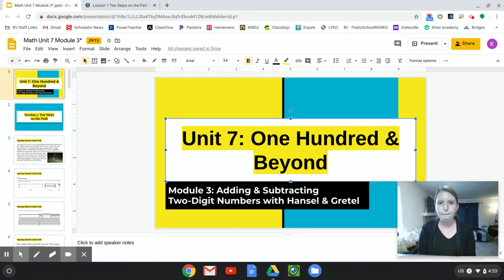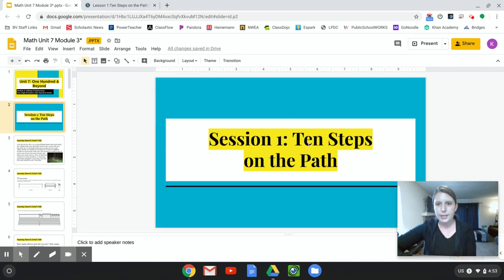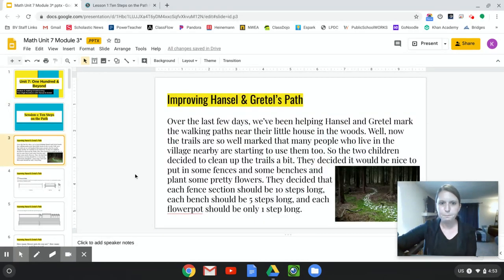So today we are doing module 3 of unit 7, and we are starting with session 1. This is called 10 Steps on the Path. You guys did a little bit of work with the paths last week with Hansel and Gretel. So let's read what's different today.